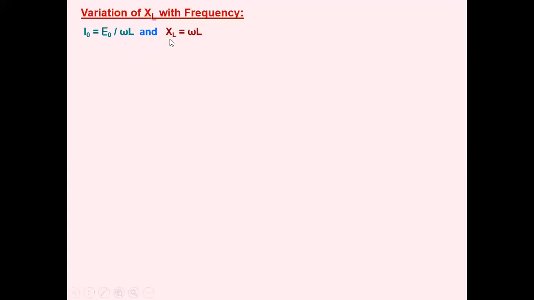So you see here XL equal to omega L, and you know that omega equal to 2 pi nu. Nu is the frequency, linear frequency, and has unit hertz. So we see here that inductive reactance XL is directly proportional to frequency. As frequency increases, inductive reactance will increase. That is, the resistance offered by the inductor to alternating current will increase.